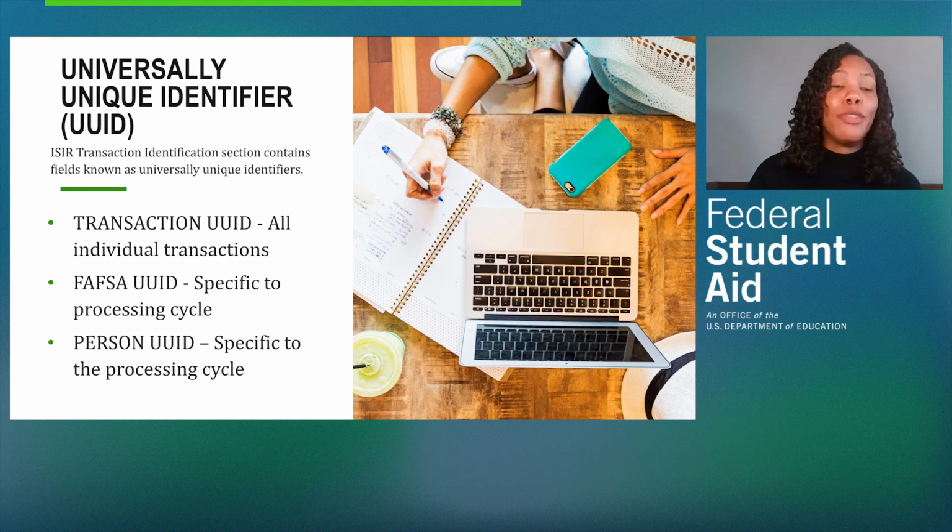And then you have a person UUID, which is going to be specific to the processing cycle for this year. Eventually, the person UUID is going to be connected to the student, and it will travel with the student throughout their FAFSA experience across award years. But we're not going to have that between 24-25 and 25-26 as of yet. So keep that in mind.